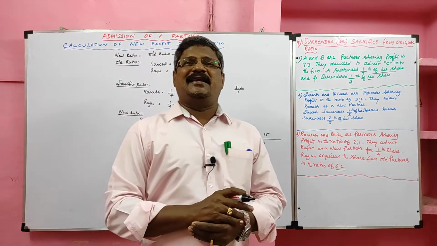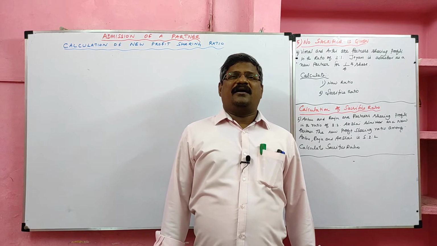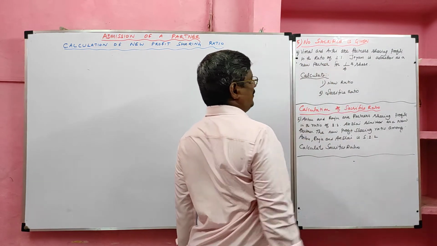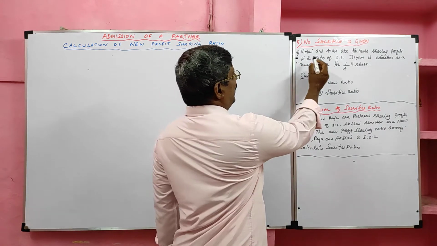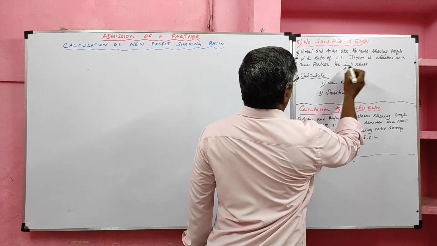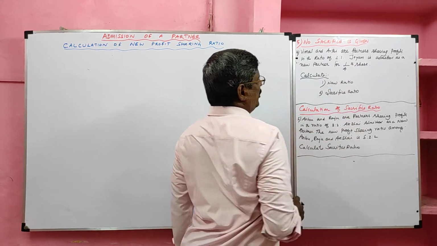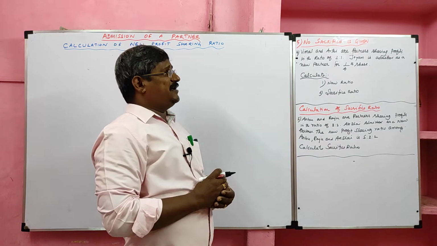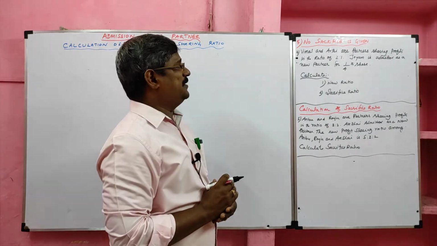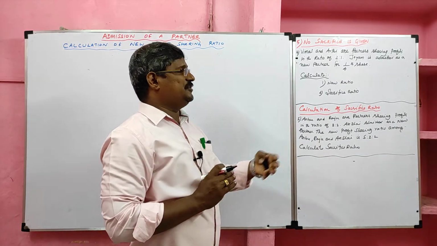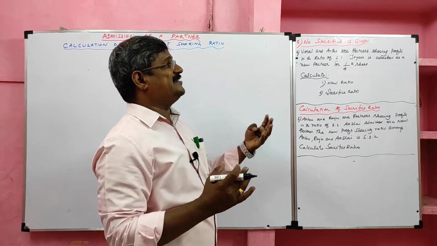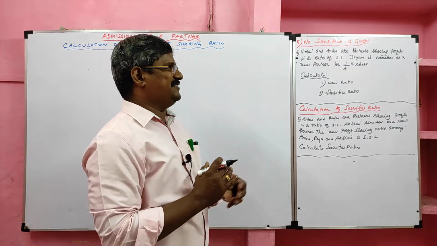Let us see the last case, the fifth case, namely, no sacrifice is given. Vimal and Aarti are partners sharing profits in the ratio of 2:1. Jayam is admitted as a new partner for 1/4 share. In this problem, Vimal's sacrifice and Aarti's sacrifice are not given. This we call no sacrifice is given.